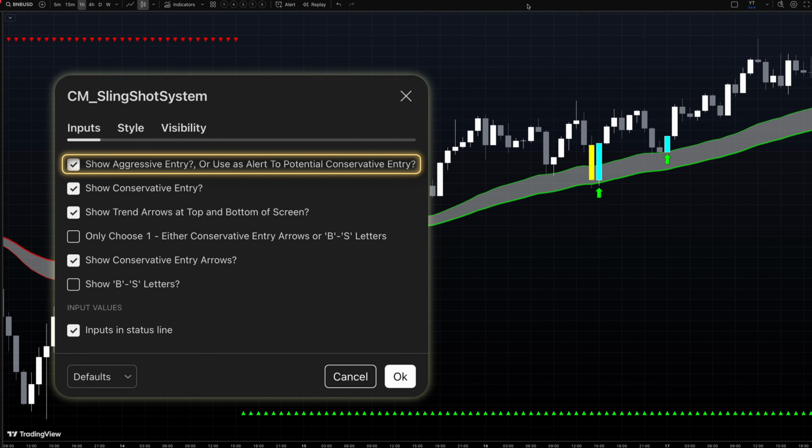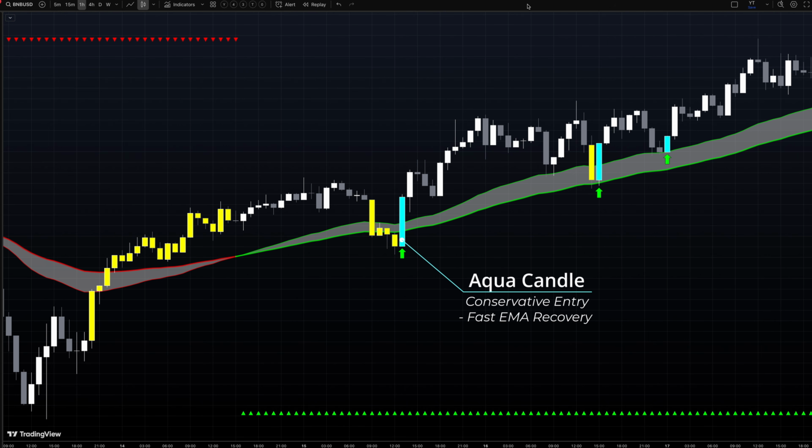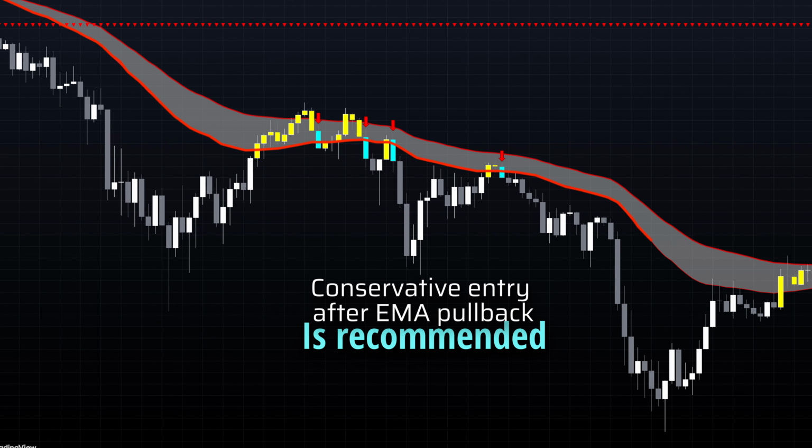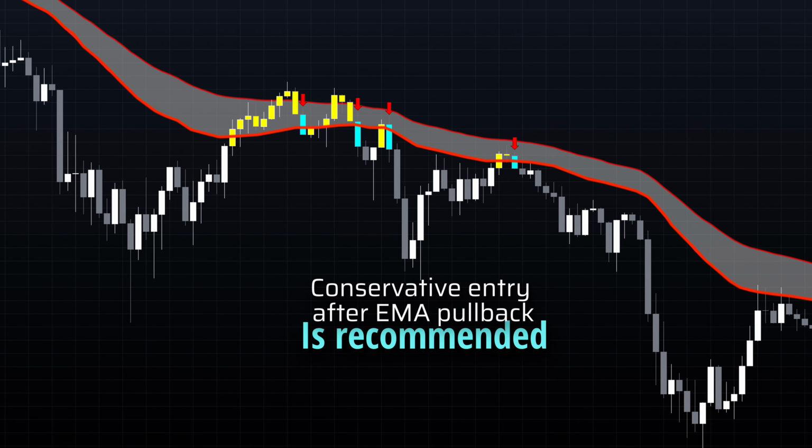The methodology distinguishes between aggressive and conservative entry approaches. Aggressive entries trigger when price pulls back below the fast EMA during uptrends, or above during downtrends, serving as early alerts to potential reversals. Conservative entries require price to move back above the fast EMA after being below it the previous bar, confirming the pullback has ended and trend resumption is underway. This two-tier approach allows traders to either position early with higher risk or wait for confirmation with reduced risk.